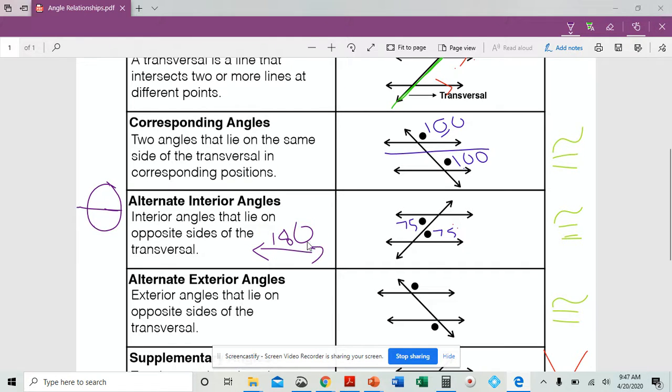Now, if we know that this measurement is 180 degrees on this line, it's true on this line as well, and we have a measurement of 75 right here, how do we figure out this part? What could the measurement of this angle be?